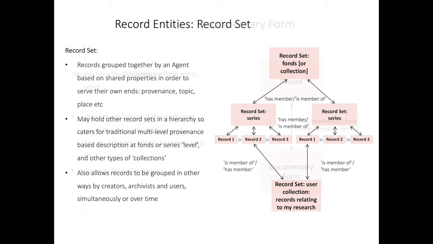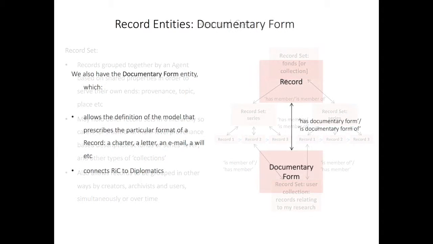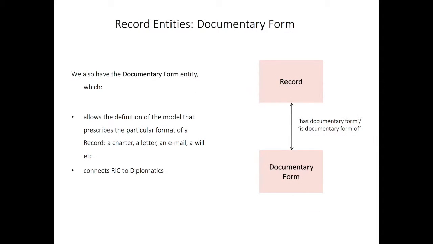Finally, when looking at the record, we have the entity documentary form, which equates to the model or conventions that prescribe the elements that make up particular types of document. A letter, an email, a will, perhaps. As such, this entity connects RiC to the science of diplomatics and the forensic models of particular record types.